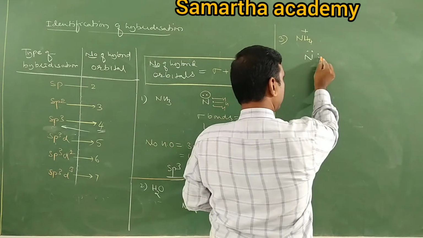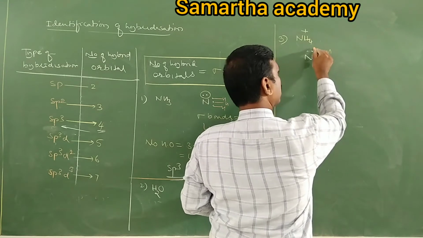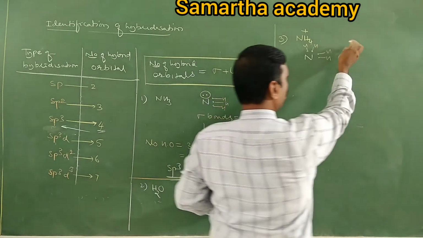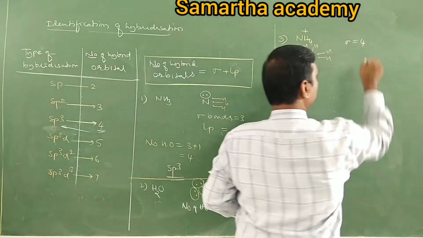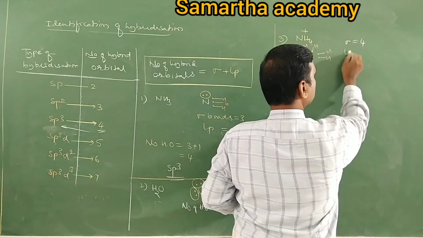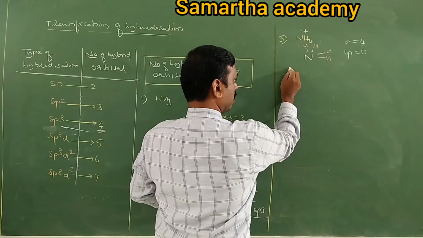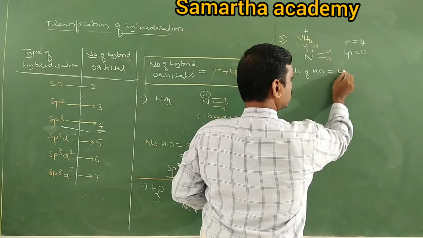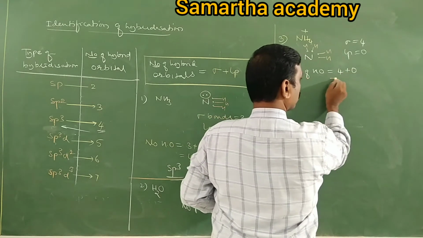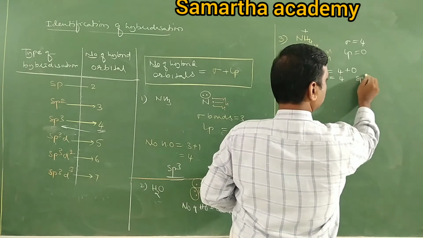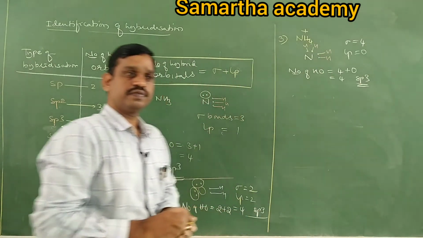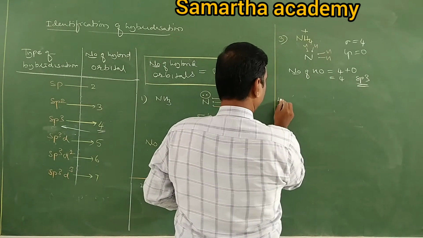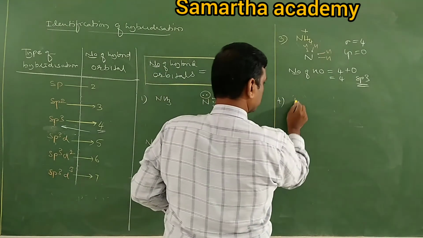We know that each hydrogen is monovalent. It forms only one bond with 1 electron. So therefore, how many total sigma bonds? 4. How many lone pairs? 0. Then number of hybrid orbitals equal to sigma is 4, lone pair is 0, equal to 4, that is sp3. Simple. Next, fourth one, H3O plus.